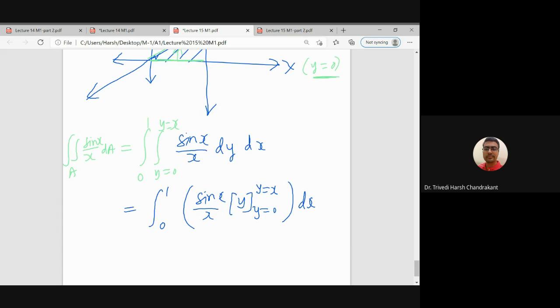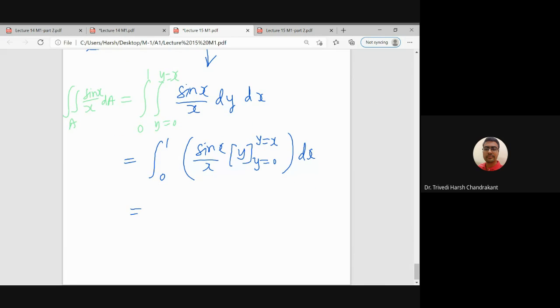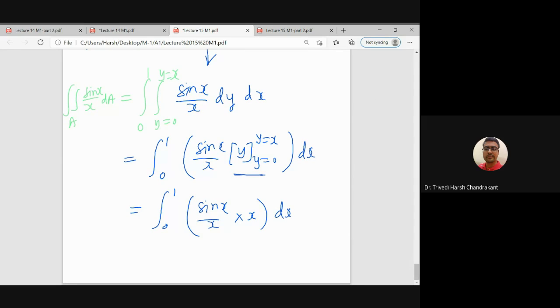Alright. So first thing what we are doing is y is a function of x, and so what will be the value of this integral? That is x times sin x by x. Now x we can cancel, and this turns out to be integral 0 to 1 sin x dx. The integral we know is minus cosine x from 0 to 1. The final answer is 1 minus cosine of 1.